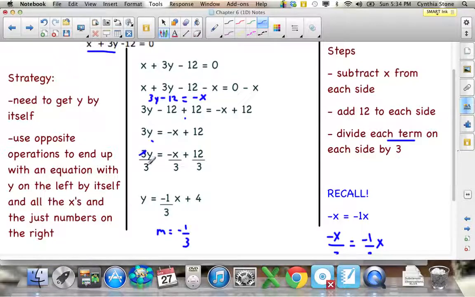The 3 over 3 is just 1. And so y equals, this simplifies to this. Okay, I'll show you why in a sec. Plus 12 over 3 is 4. 12 divided by 3 is 4.